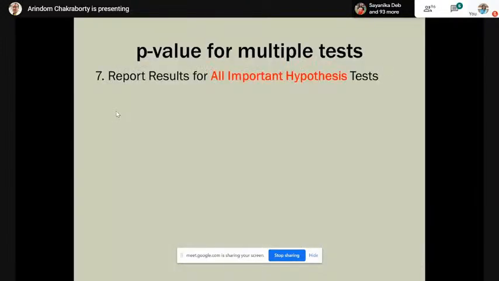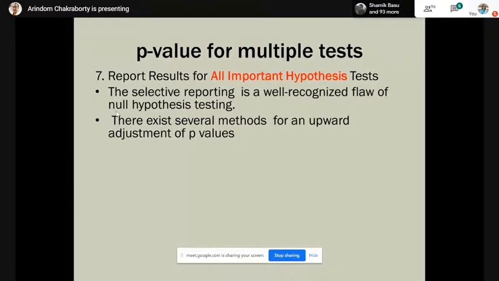Report results for all important hypothesis tests. So this is a problem we face in openness of communication. Selective reporting is a well recognized flaw of null hypothesis testing. We don't report everything. We report the p-value which is less than 0.05.